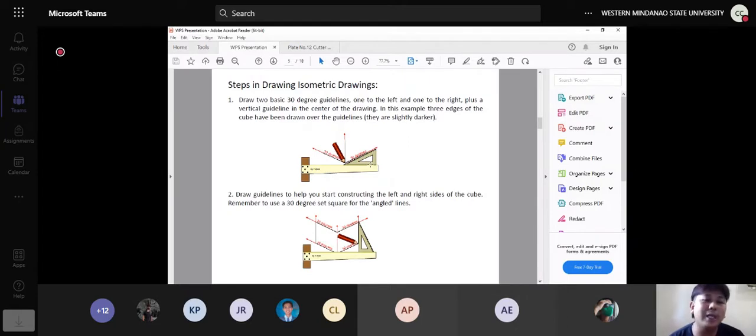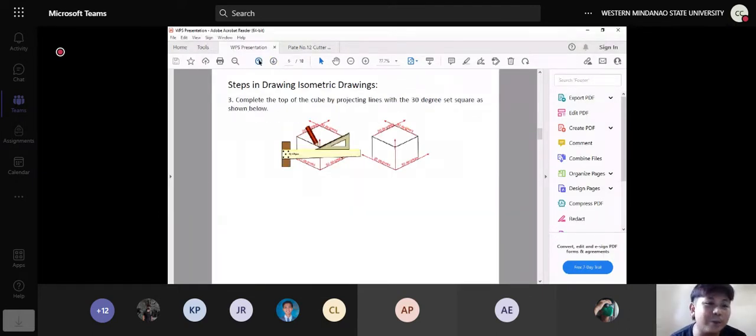Okay? So we have the 30-degree set square and the T-square. So if we need to draw this line, itong nasa kabila, then definitely we just need to flip yung triangle natin. So ganun lang yung paggawa natin ng isometric drawings natin using our instrument. So if we need a vertical line, then we just need to itayo lang natin yung set square natin. Yan.